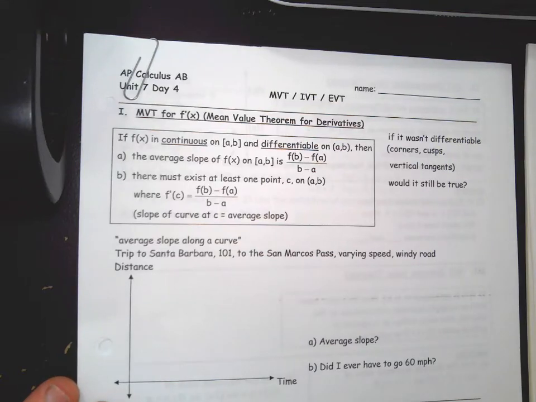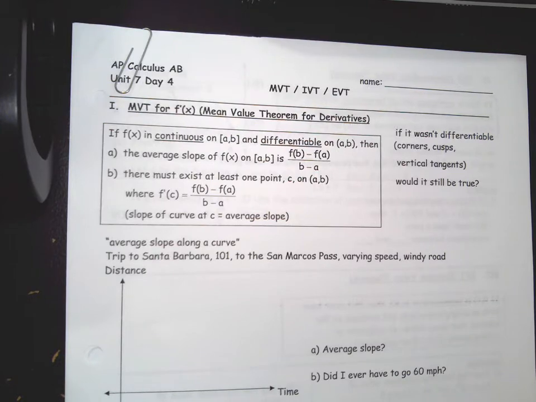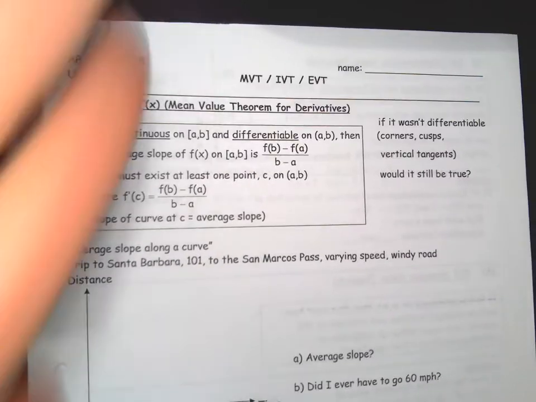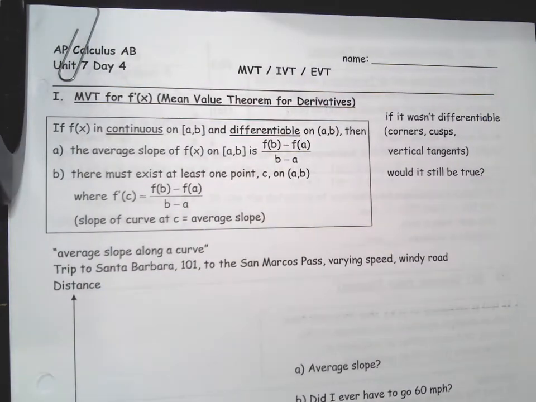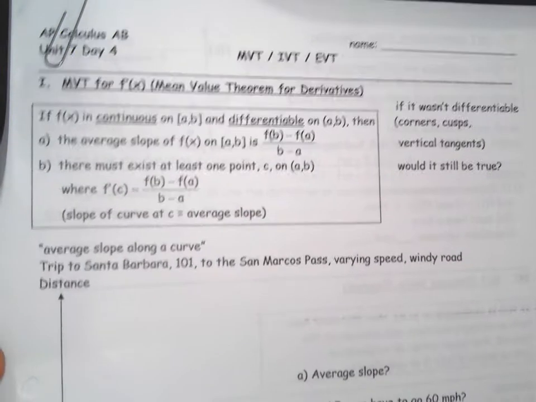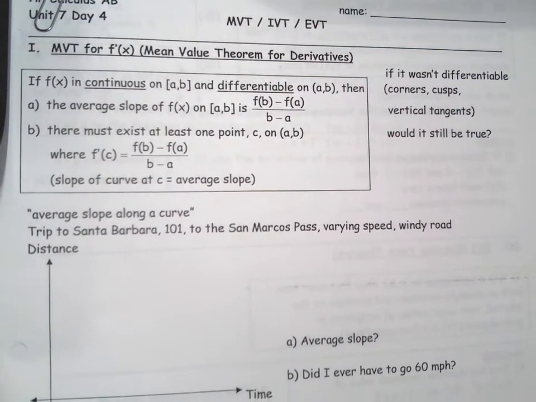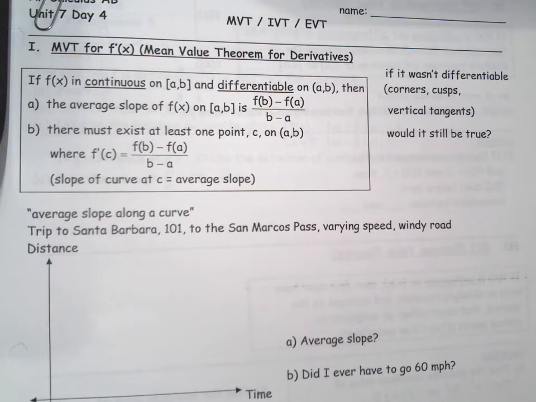AP Calculus AB, Unit 7, Day 4 lesson. So this will include the only kind of new thing that wasn't optimization around the final. Now, this is an idea that we talked about earlier last semester when we were doing some average velocity and things like that. But we will officially cover it now for all applications.